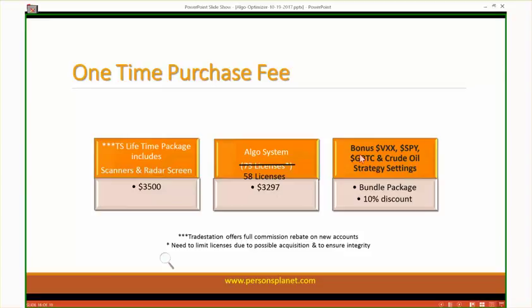So I want everyone to understand the optimizer allows you to create and be flexible in your own trades. And that's what's kind of cool.